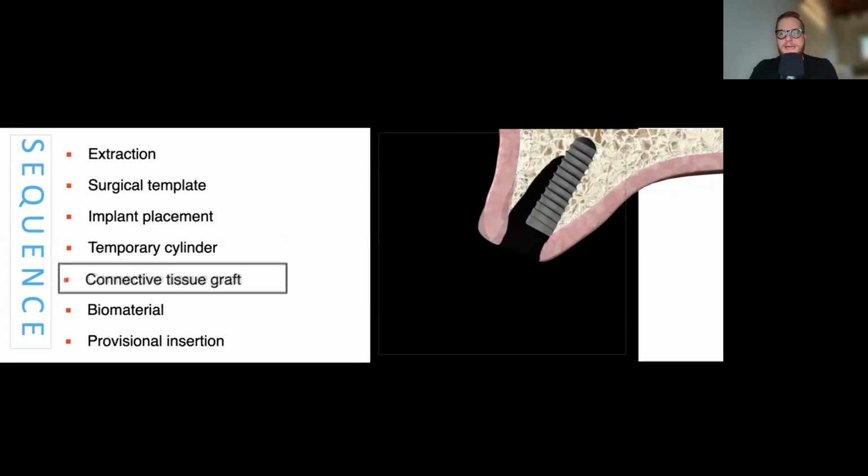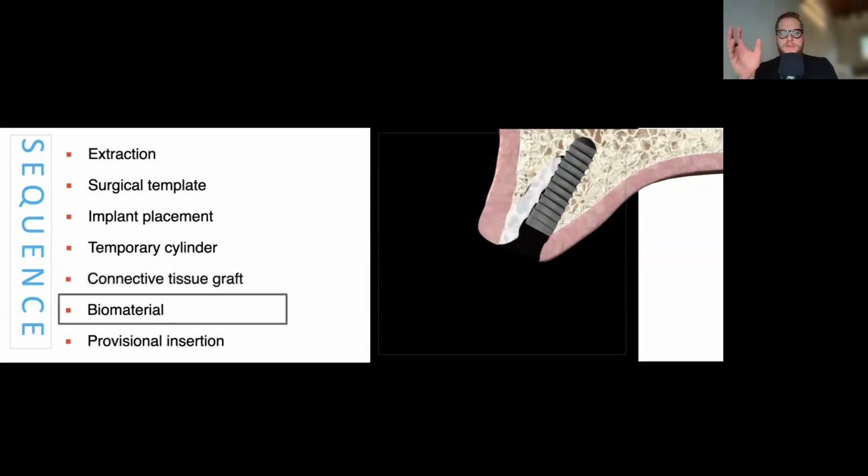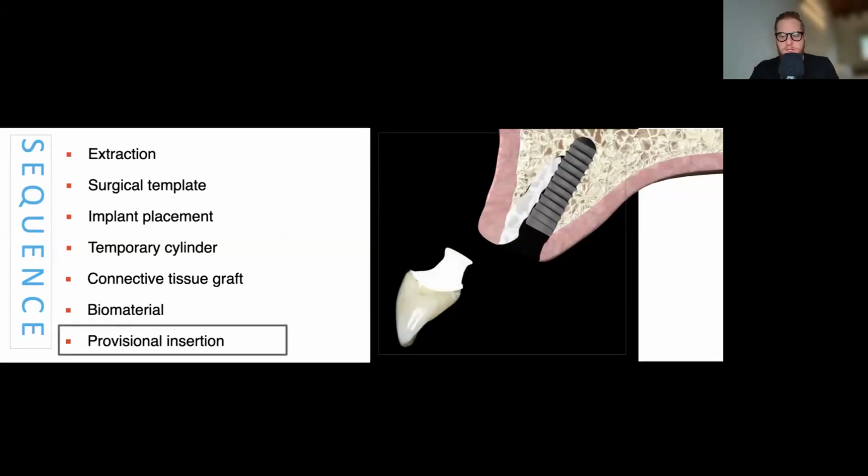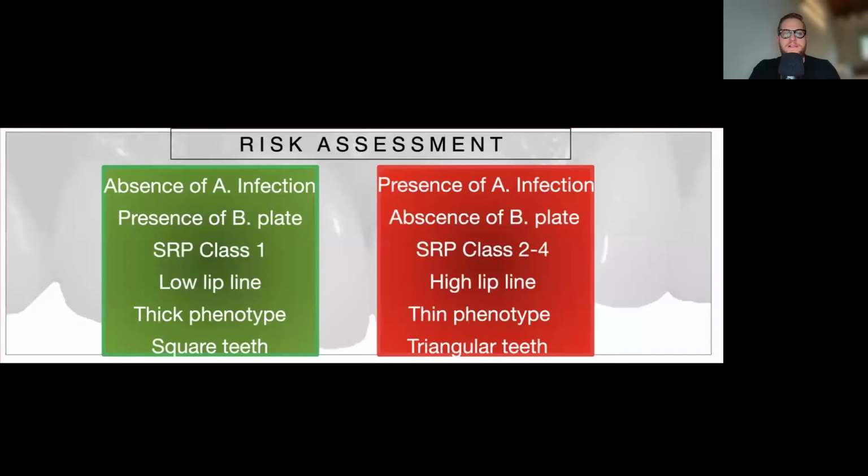Then we use a biomaterial to fill the gap. Remember that we talked about a buccal gap in between the implant and the bone. This is the area that we're going to be using the biomaterial to graft. Then at the end, we're going to be connecting the temporary or the provisional, and we're going to be explaining exactly how to do it.